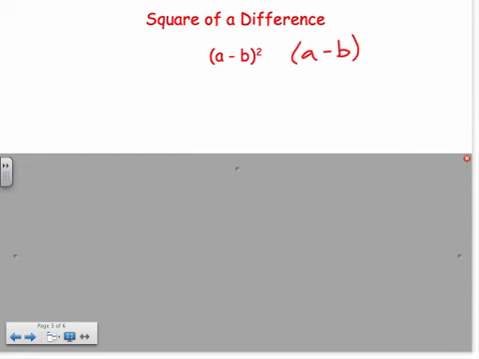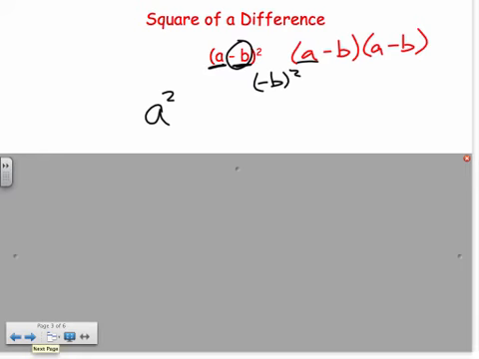So I have a minus b times an a minus b. Still the same thing. If I take our first term, let's look at our binomial squared here. We square, right? Like we talked about. We take a squared. Then we take our second term, which is a negative b now, right? A negative b, and we square that. Well, a negative b squared gives us a positive b squared, right? Because negative b times negative b is a positive, and it'd be b squared. So we get a positive b squared.